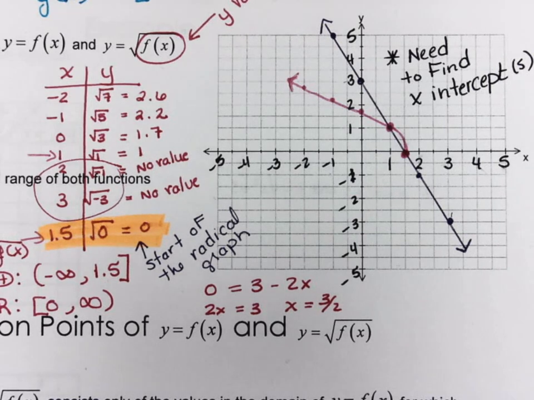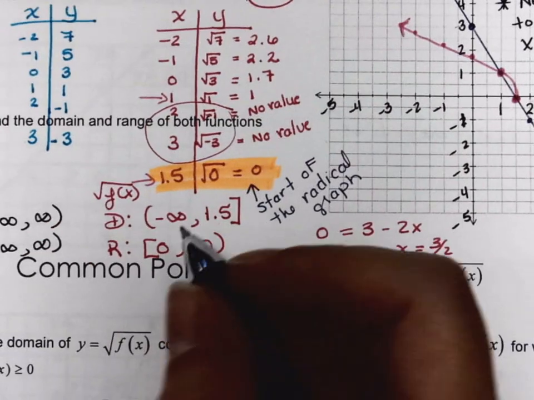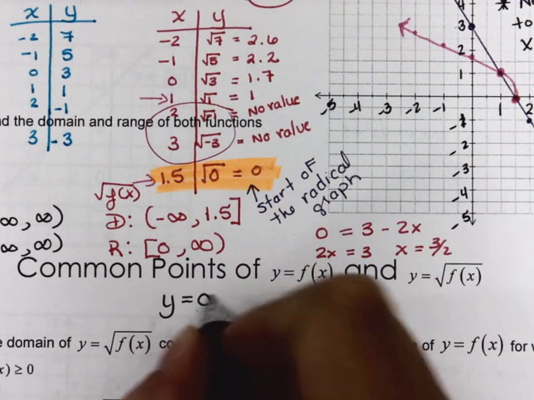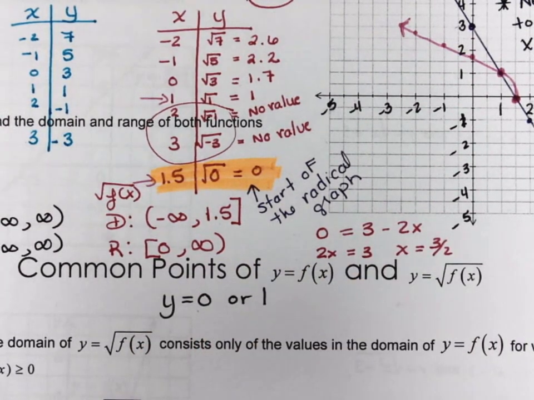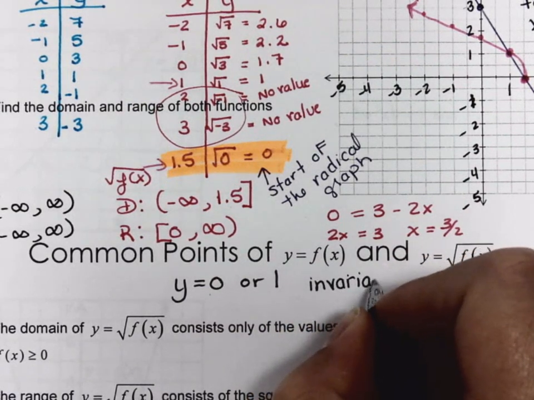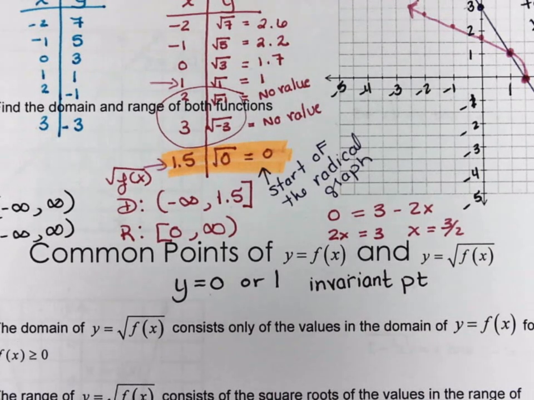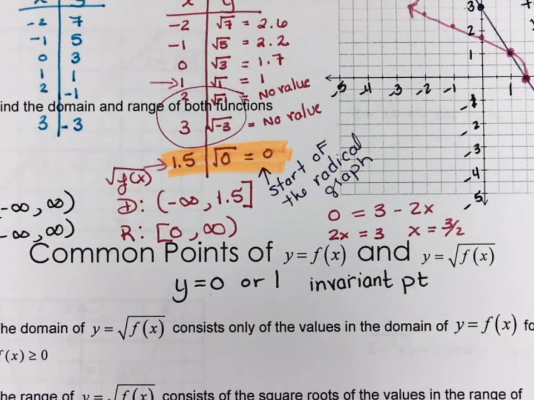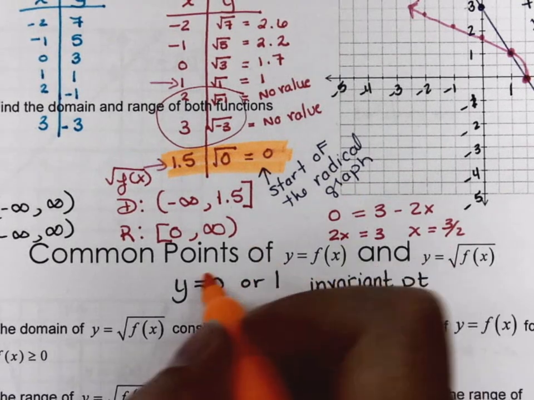All right. Okay. Common points. What points are invariant points between the graphs? 1.5. So we know that when y is equal to 0 or 1, that's an invariant point. And we all remember what that means, invariant points. That means they're on the original and they don't move when we root them. No matter what we've done, they stay put.